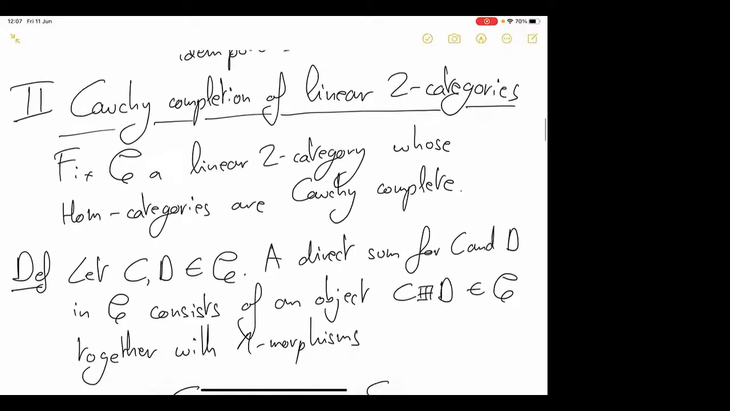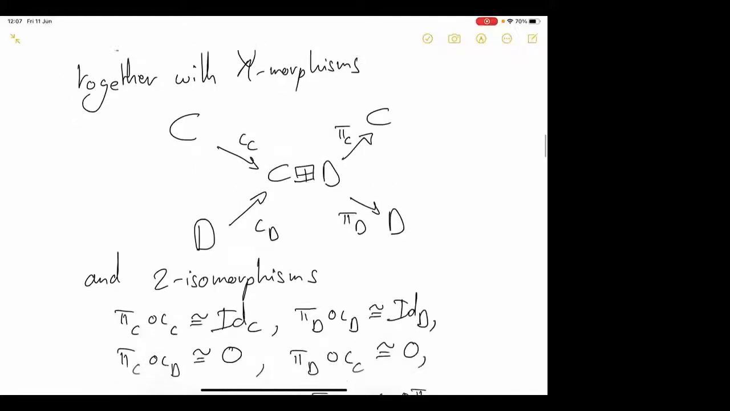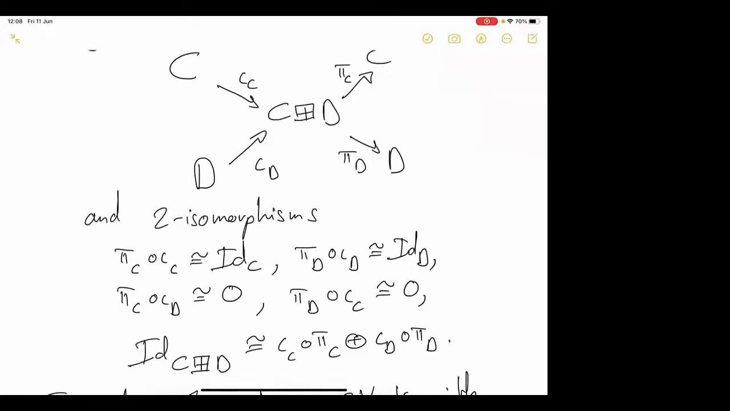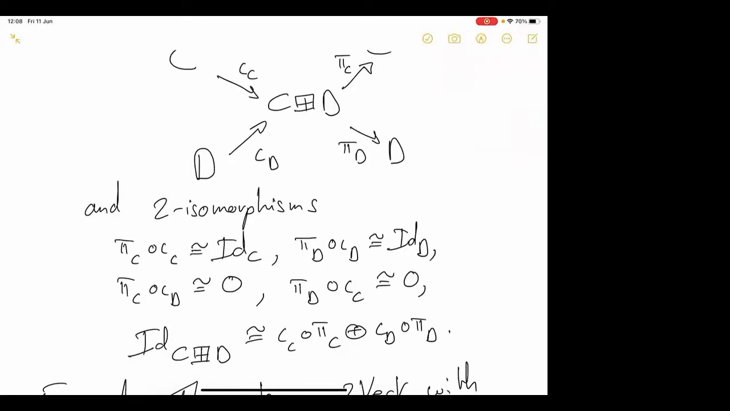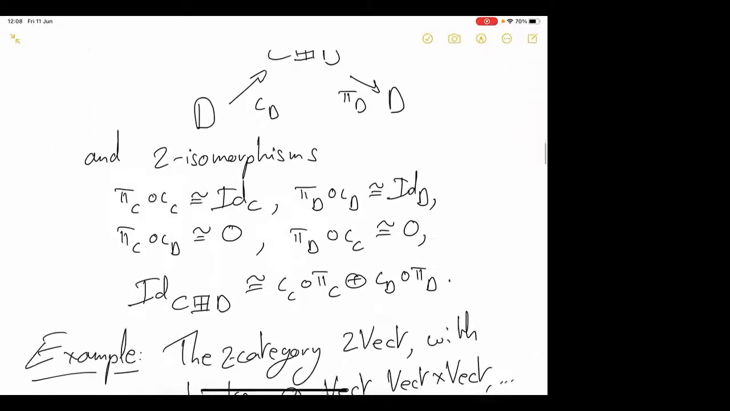Unsurprisingly, I want to define a Cauchy completion for linear two categories. So it's going to have two steps. One is categorifying the notion of a direct sum, and this is just the easy part. I've bothered writing down a definition, but I'm not really going to read it out loud. It's the thing you would write down if you had to write down such a definition. The only thing I want to point out is that we actually are using the fact that we have direct sums inside our hom categories for this last condition on two isomorphisms. But in any case, this is a rather mundane definition, and it's not particularly interesting.